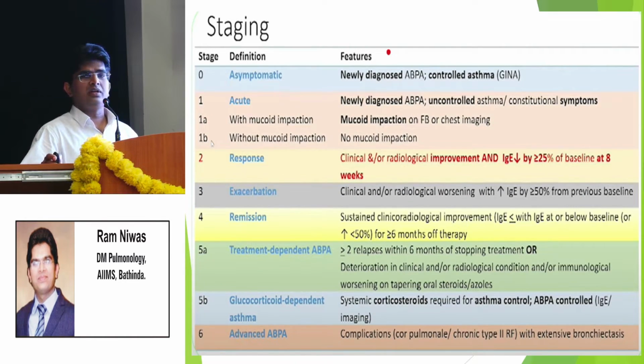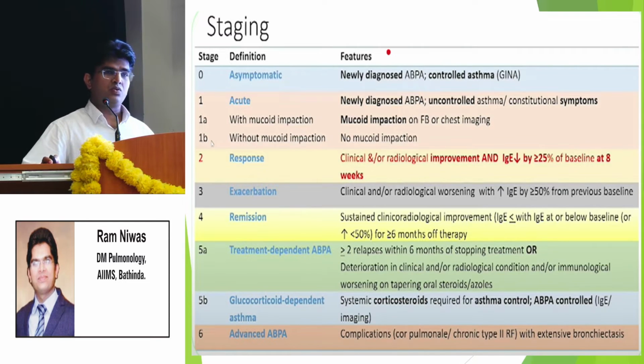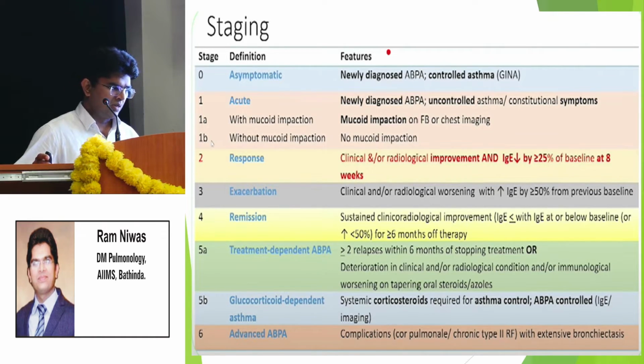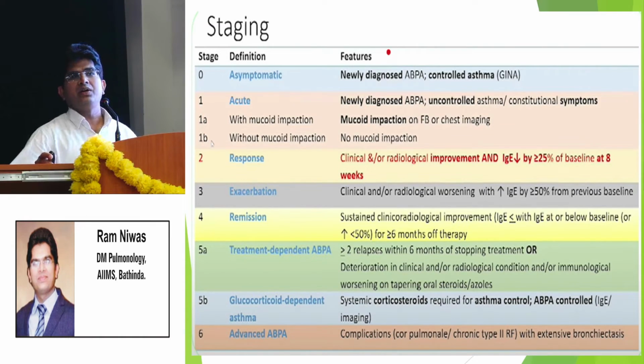Now, once we diagnose the ABPA patient, we have to stage for further management. This is the latest staging given by the AIIMS group, and they have staged into 6 groups. Stage 0 is if the patient is asymptomatic. If the patient has uncontrolled asthma or acute symptoms, then this is stage 1, or stage of acute symptoms, that can be further divided into stage 1A and stage 1B on the basis of mucoid impaction.